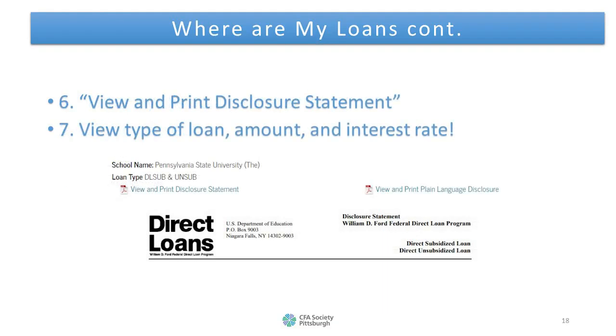The next thing you would want to do is to view and print the disclosure statement. If you can't print it, that's completely fine. You can just save it to your laptop or your flash drive. This will show you what type of loan you have, the amount, and the interest rate that will accrue after college. Some examples could be whether they are direct subsidized loans or unsubsidized loans, which would have different impacts on the interest rate and the amount that you will ultimately pay.